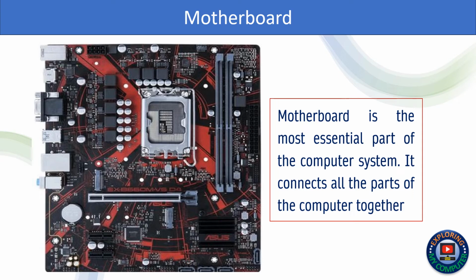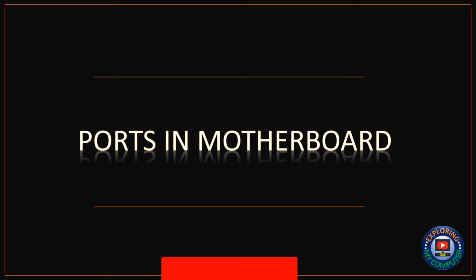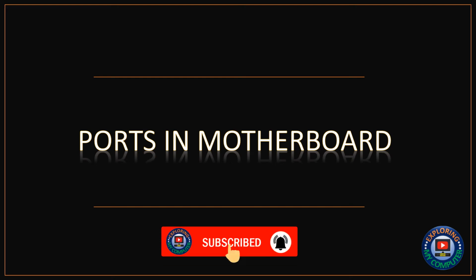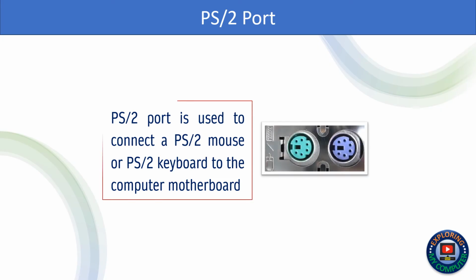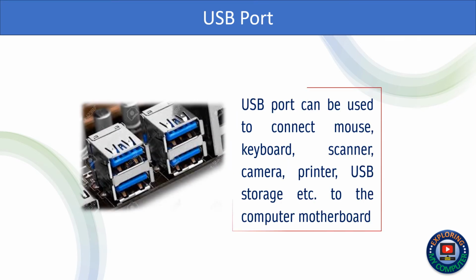The motherboard is the most essential part of the computer system. It connects all the parts of the computer together. A PS2 port is used to connect a PS2 mouse or PS2 keyboard to the computer motherboard. A USB port can be used to connect a mouse, keyboard, scanner, camera, printer, USB storage, etc. to the computer motherboard.